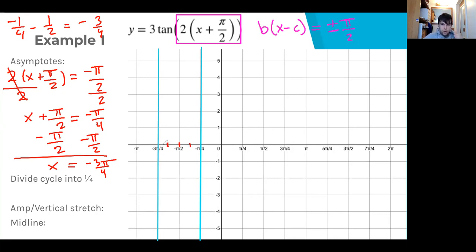Okay, so 4 even increments, 1, 2, 3, 4. So we've got that done. And the scaling is already done for us. At this point, we would have had to kind of do this scaling, but since we already have a nice graph here, we don't need to do that.